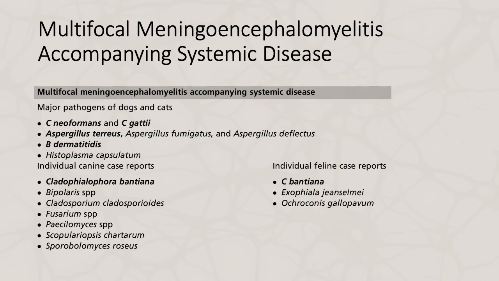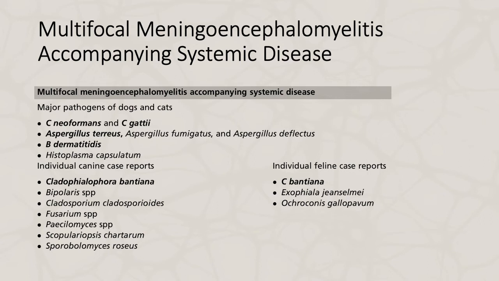First, we'll start with multifocal meningoencephalomyelitis, which is especially common with hematogenous brain infections of Cryptococcus. Small animal CNS cryptococcosis is frequently forebrain or multifocal in character. The pathogens are Cryptococcus neoformans, especially in dogs, and Cryptococcus gattii, especially in cats. Cats develop cryptococcosis more frequently, but dogs have more CNS involvement. The incidence of CNS mycoses is broadly similar.